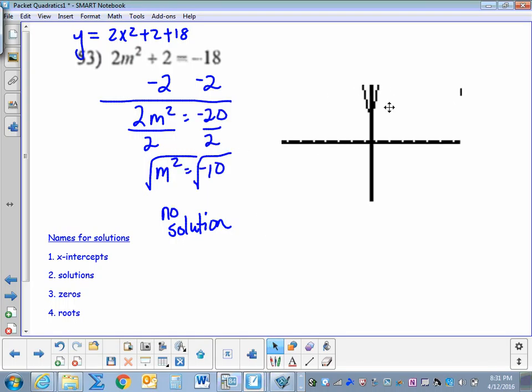You can see it's up here, so it's not touching the x-axis, and there's no solution because I can't take the square root of a negative number. So go ahead and try 54.